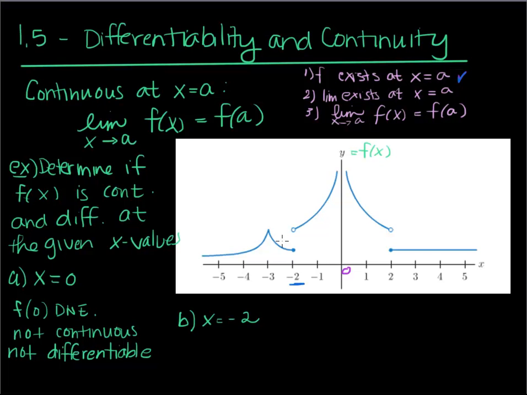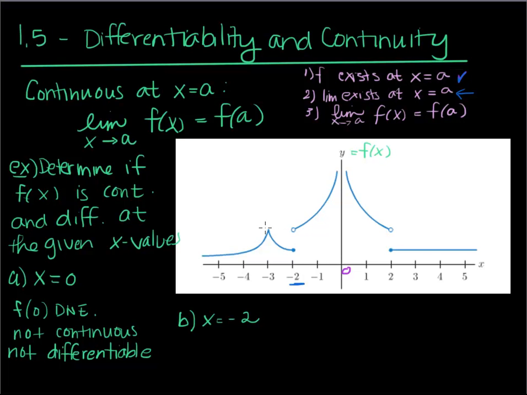I don't know if that's clear or not, but f of -2 would be this filled in point right here, and I could come over and figure out what that y value would be. So f exists at -2, so number 1 works, but look at number 2 here. If I look at the limit, what is the limit as x approaches -2? And in 1.4, you did limits.